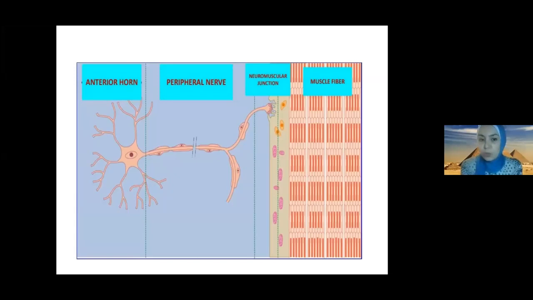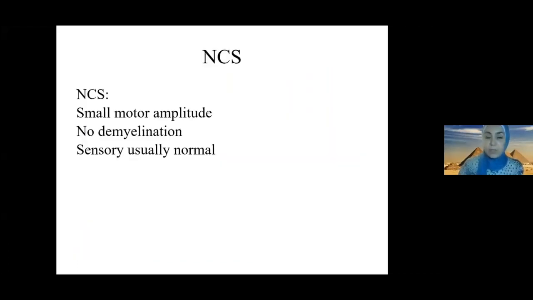What's a motor neuron? Well, it has different parts. It starts with the anterior horn cell body, and then the peripheral nerve, the neuromuscular junction, and the muscle fiber. And the part that we're going to be talking about today is the anterior horn cells. Generally, let's just agree on some basic rules.